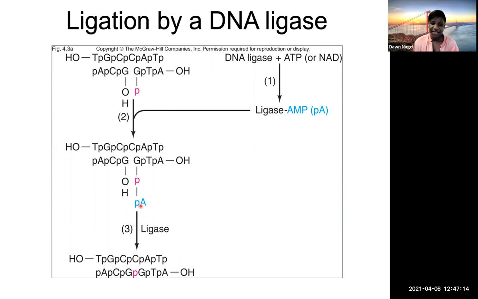And what happens is that then you need to break this bond. So you're creating this double phosphate group, or this diphosphate. Then this needs to break, right? Because that breakage of that high energy diphosphate bond is what really helps to seal this nick, okay?